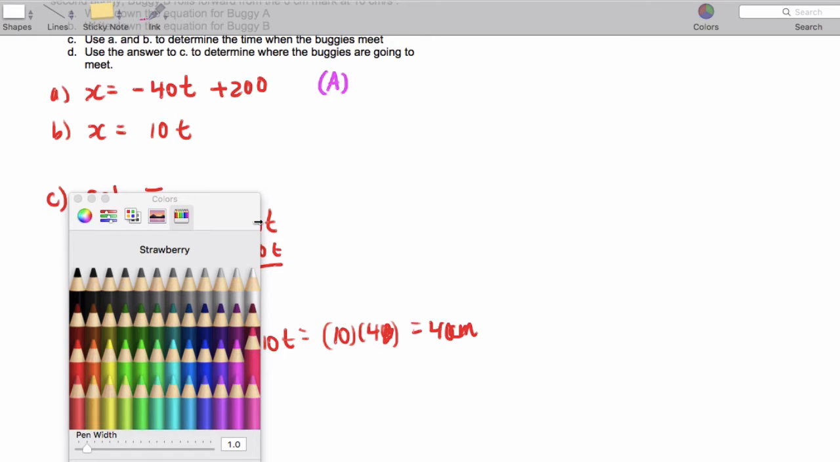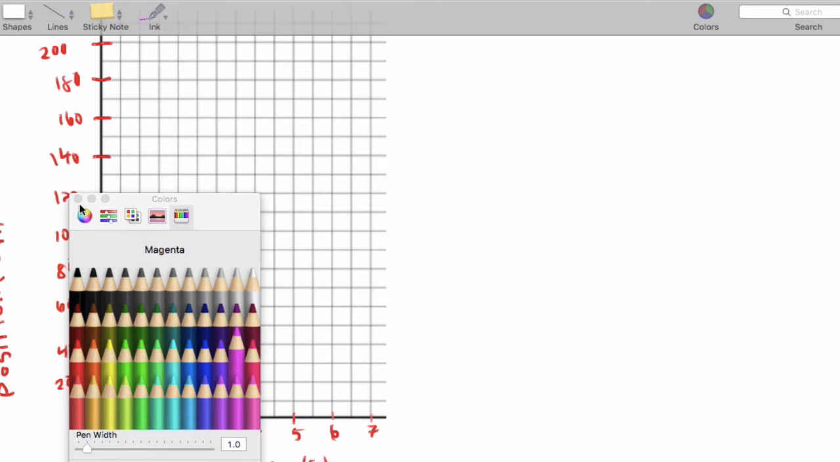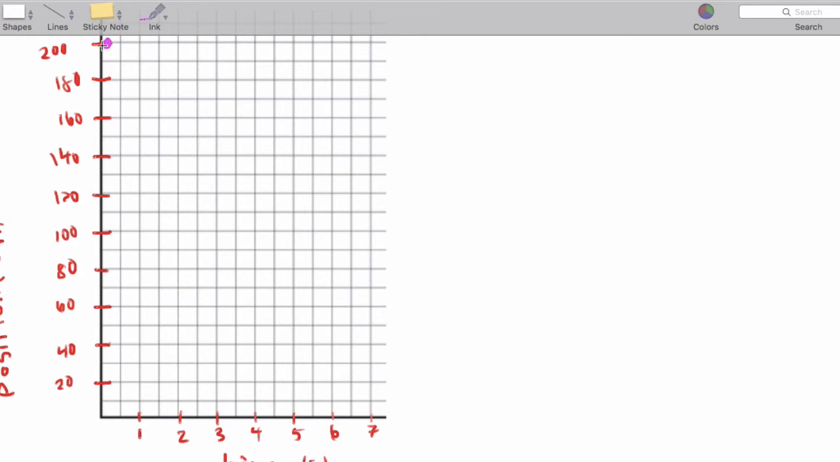Buggy B will make this color. So buggy A. Let's draw its plot. It starts at 200 and it goes every 1 second. Its position reduces by 40, so 20, 40. 1 second, 20, 40. 1 second, 20, 40. Awesome. And let's just go ahead and draw a line here.